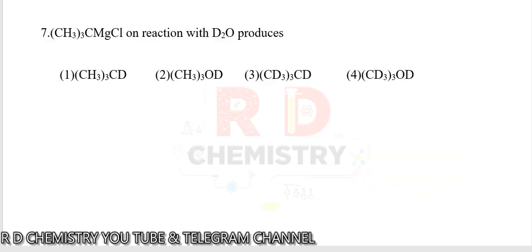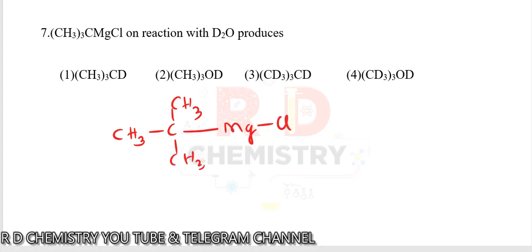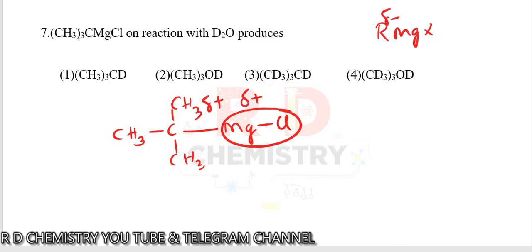Question number 7. The compound is like tertiary butyl type, (CH3)3C, with the carbon attached to Mg and Cl. You know, this is a Grignard reagent. So we have got this as the positively charged part and this as the negative charge. Okay, RMgX: R is delta minus and MgX is delta plus.